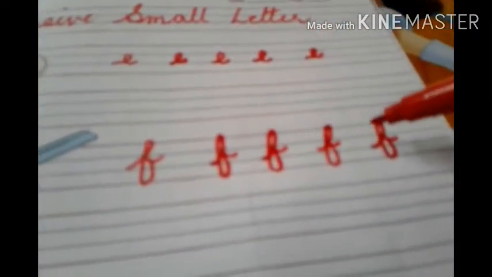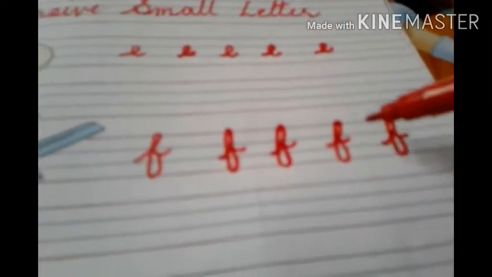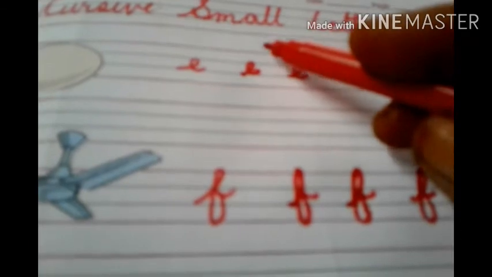F for fan. So you have seen I have touched all the 4 lines in making this letter, but I have not touched here all the 4 lines. I have written only in the second and third line. So this is a middle letter and this is the all 4 lines letter. E for egg and F for fan.